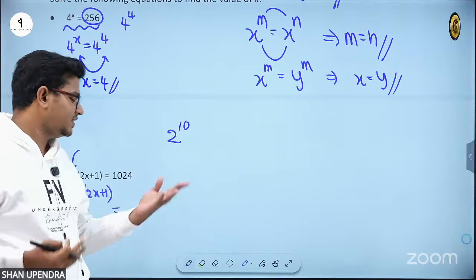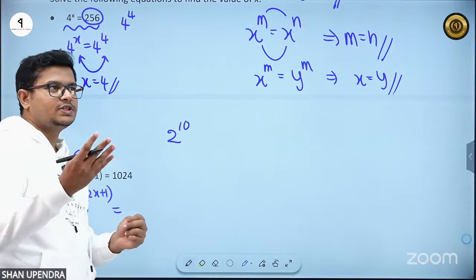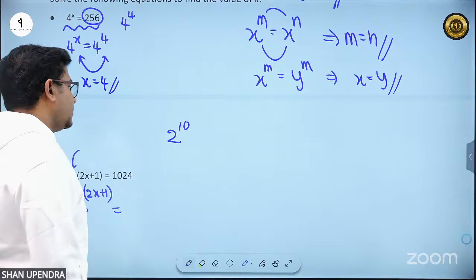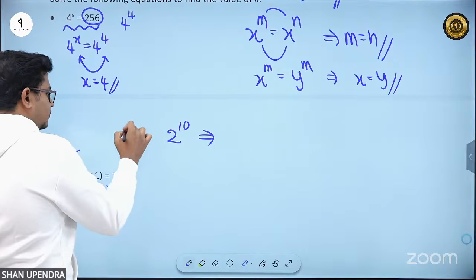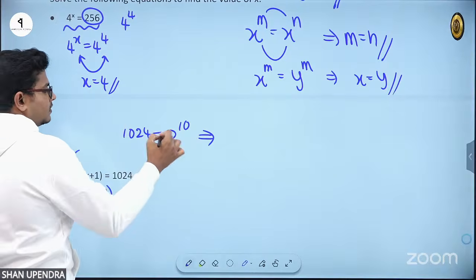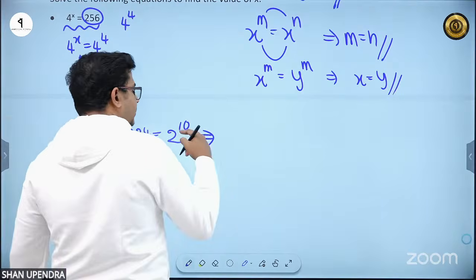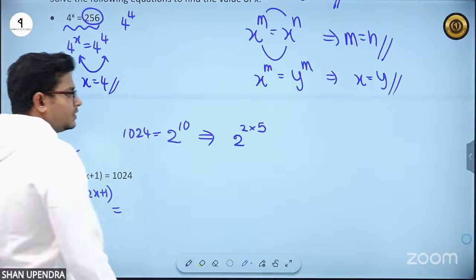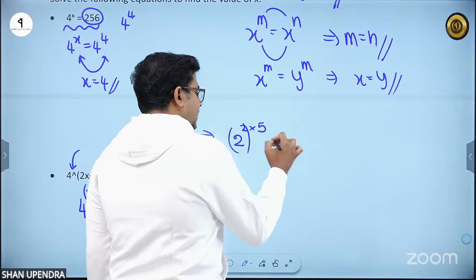If you are not sure about that, 2, 4, 8, 16, 32, 64, 128, 256, 512, 1024. Yes, 2 to the power 10. I would like to write the same base number here because then I can equate the indices. So 1024 equals 2 to the power 10. I would like to represent this as 2 to the power 2 into 5. So 2 to the power 2 means 4, I can write 4 to the power 5.